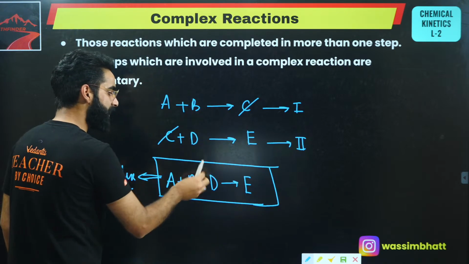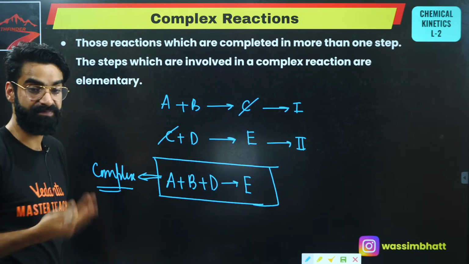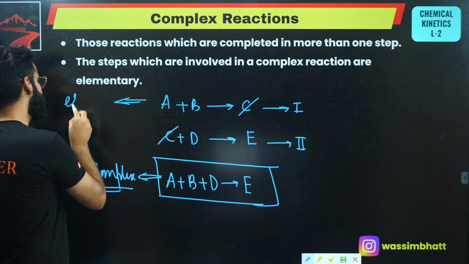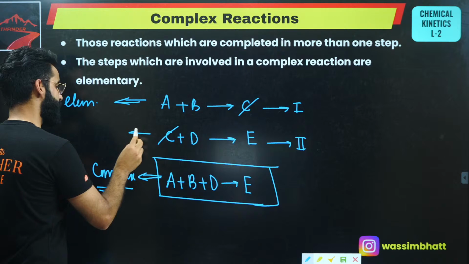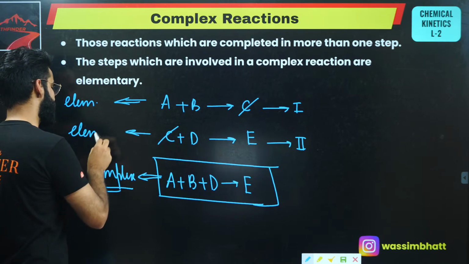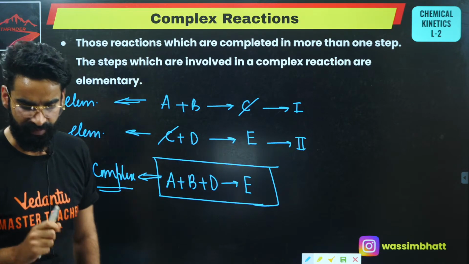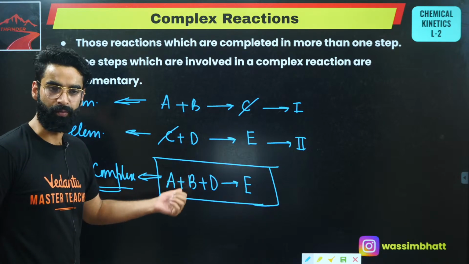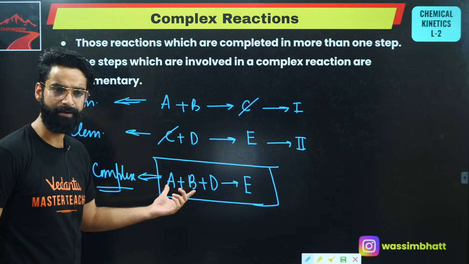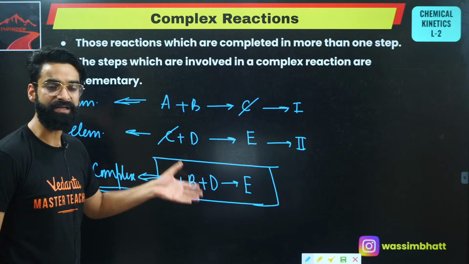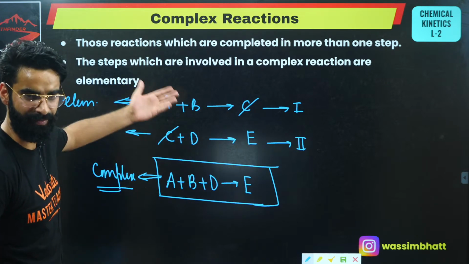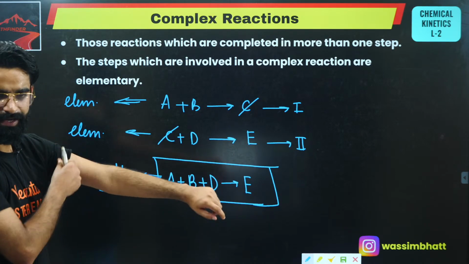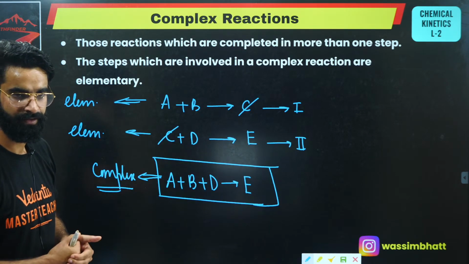And whatever steps are involved in the complex reaction, those steps are always elementary in nature. So remember, the first step is going to be elementary, and the second step is again going to be elementary in nature, okay? From now onwards, it's very, very important. A complex reaction is the one which is a multi-step reaction, and whatever steps are involved in writing the complex reaction, those steps are always elementary in nature. Remember this as well, correct?